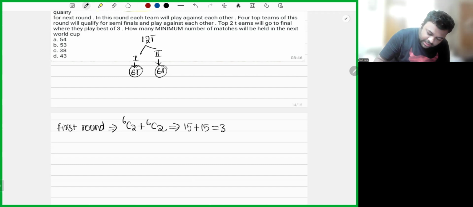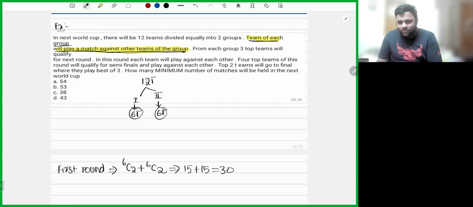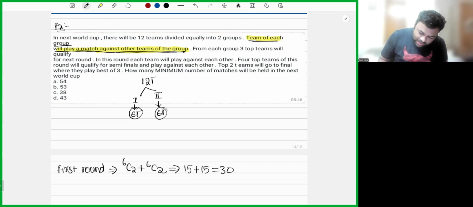See here what is telling. Team of each group will play a match against other team of the group. So first there will be matches among the group. Next, from each group, 3 top teams will qualify. From group 1, 3 teams will qualify. From group 2, 3 teams will qualify. Next.